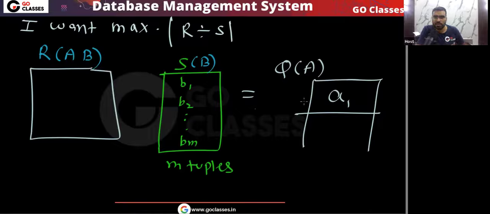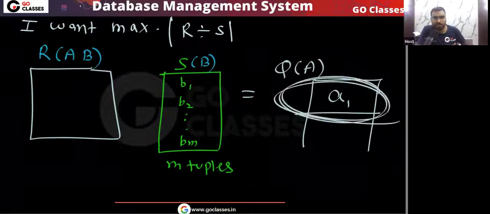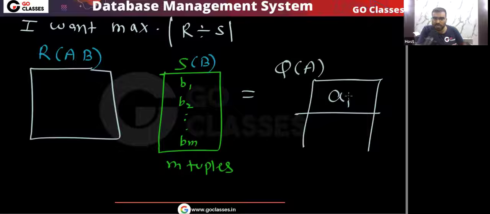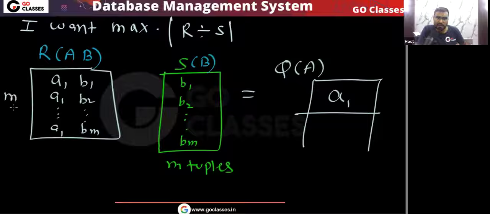Are you getting my point? In the output, if I have A1, then because of this A1, at least how many tuples should be there in R? In the output, if you have A1, then A1 should match with every B value. Yes or no? Do you agree? So can you notice, if I have one tuple here, then at least M tuples must be there.